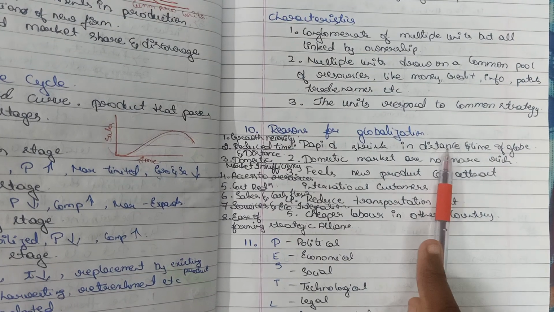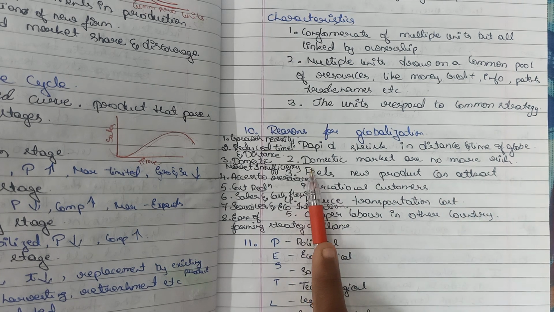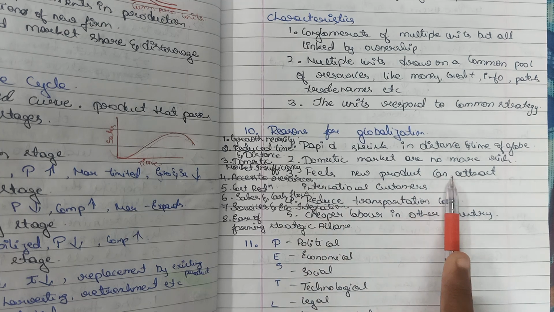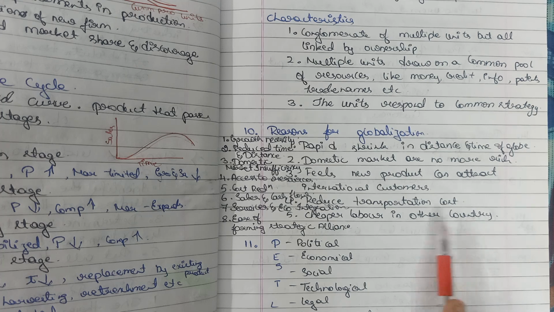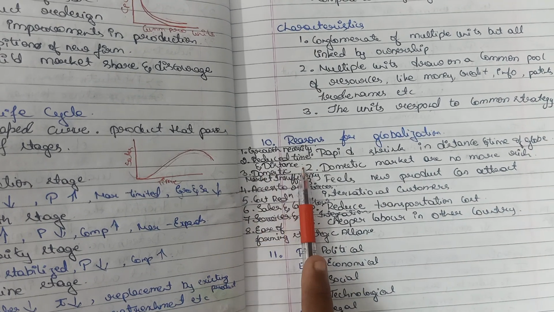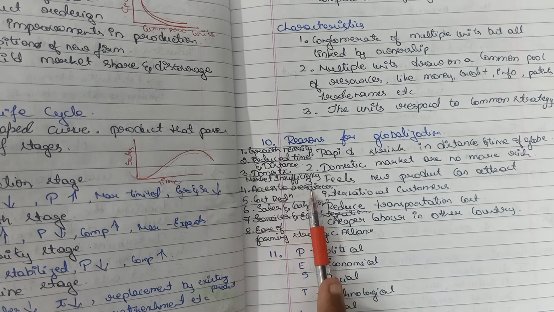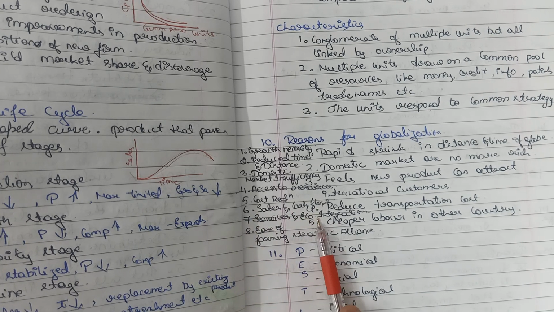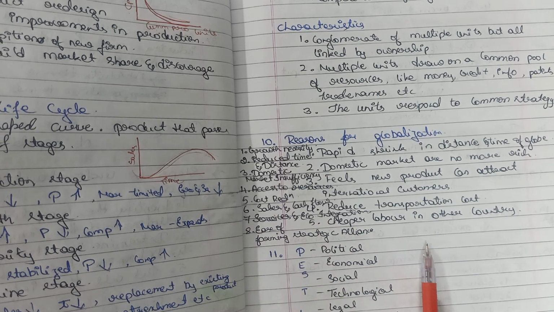What is the reason for globalization, the shrink in distance and time of the globe? Domestic markets are no longer rich, firms feel the product can attract international customers, reduce transportation cost, cheaper labor in other countries. Growth necessity, reduced time and distance, domestic market insufficiency, access to resources, cost reduction, sales and cash flow, services and economy, ease of formation, strategic alliance.